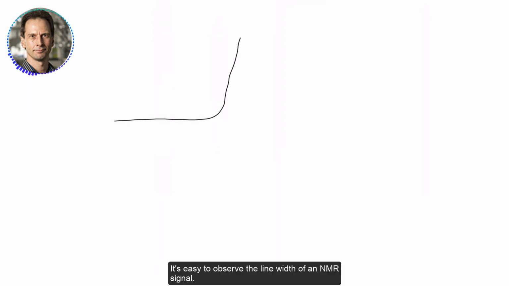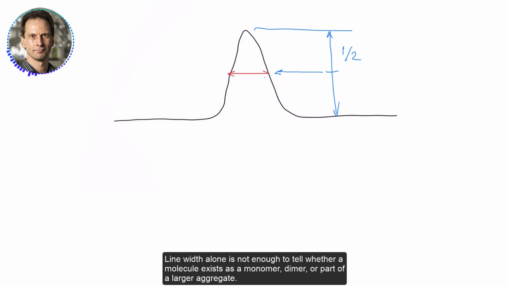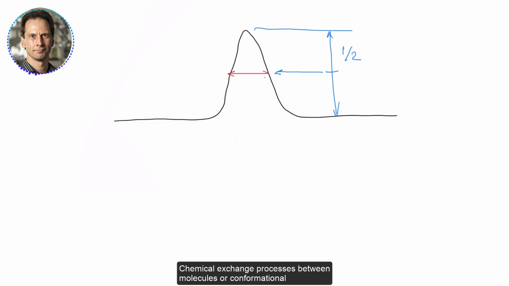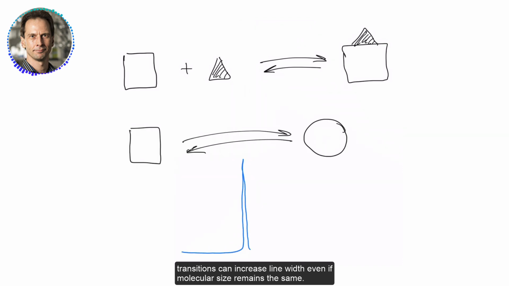It's easy to observe the line width of the NMR signal. Unfortunately, interpreting its meaning isn't simple. Line width alone is not enough to tell whether the molecule exists as a monomer, dimer, or part of a larger aggregate. Chemical exchange processes between molecules or conformational transitions can increase line width even if molecular size remains the same.